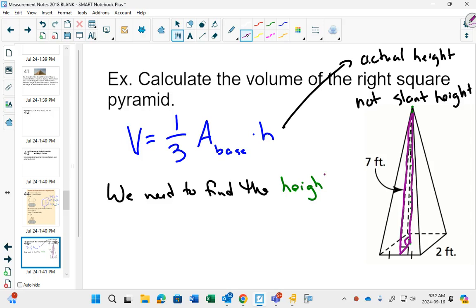Oh, is this bothering anybody else? Oh, there was no T on the end. Here we go. There we go.